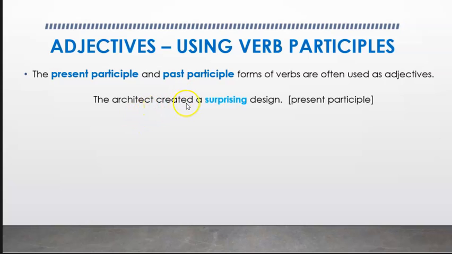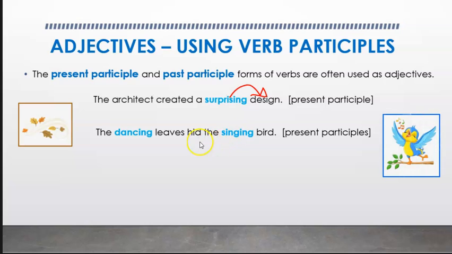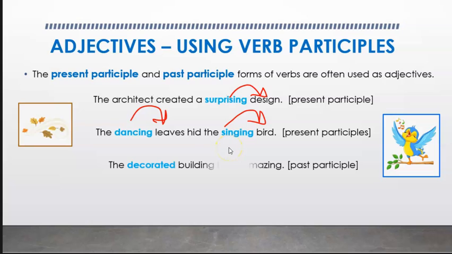So for an example, the architect created a surprising design. Here, surprising is the present participle of surprise, but it's not the verb, it's an adjective describing design. The dancing leaves hid the singing bird. In this sentence, dancing is a present participle of dance, but it's acting as an adjective describing leaves, not as a verb. And singing is also acting as an adjective. It is the present participle of sing, but it is describing bird here as opposed to being a verb.